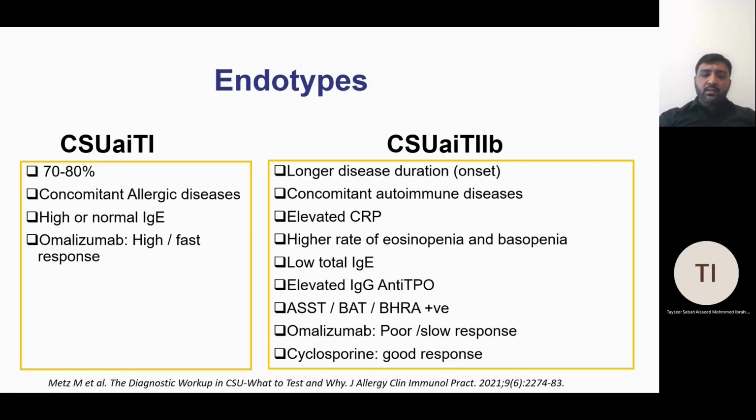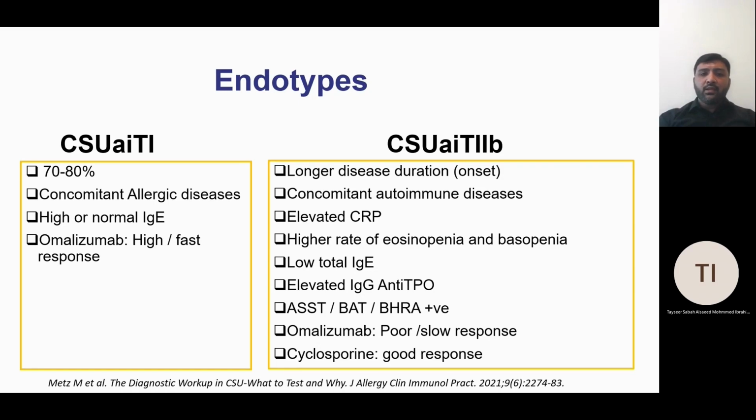This slide summarizes the difference between the two endotypes. Patients who have autoallergic chronic spontaneous urticaria are more common, constituting around 70 to 80% of the patients. They may have associated allergic conditions. They may have a high or normal IgE level. And these patients usually have a high chance of responding to Omalizumab, and the response is usually rapid.